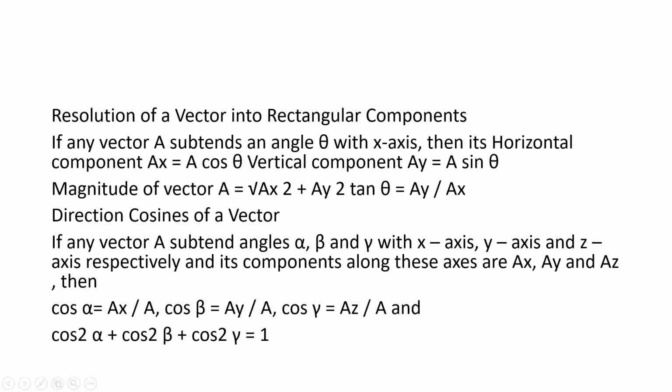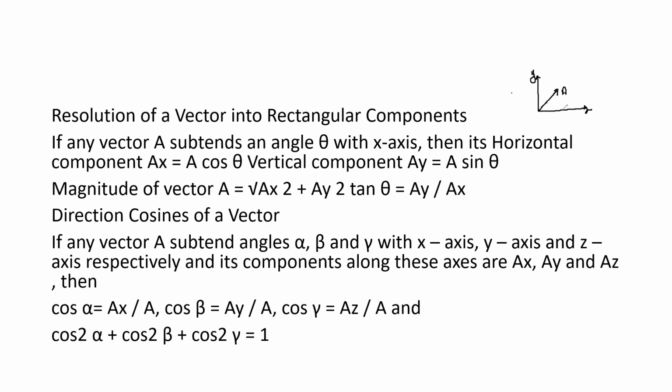Next, we have the resolution of a vector into rectangular components. So how can we resolve a vector into its components? Let us see that. If you consider a vector A with magnitude and angle theta, here we can assume a figure like this. Consider this as the x-axis and this as the y-axis. Suppose I consider a velocity or a vector along this direction. I can name this vector as A.